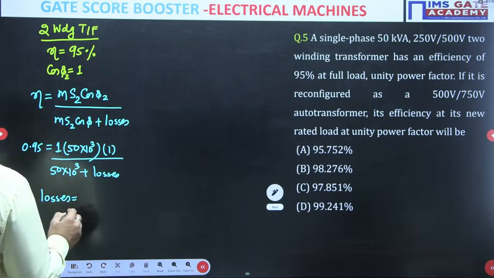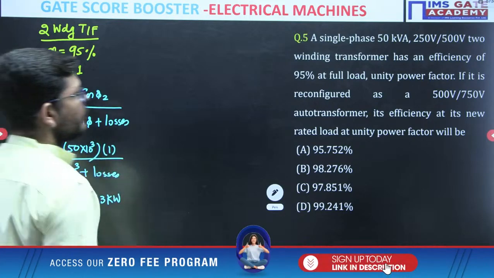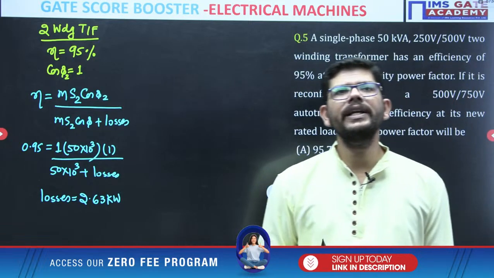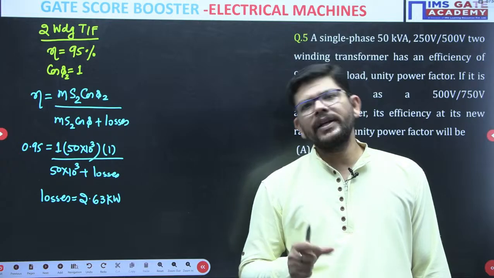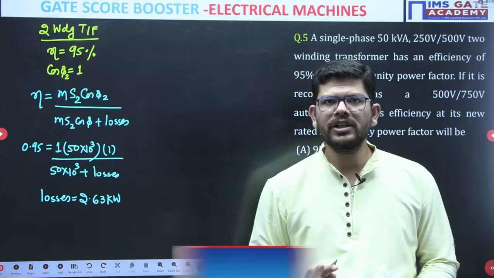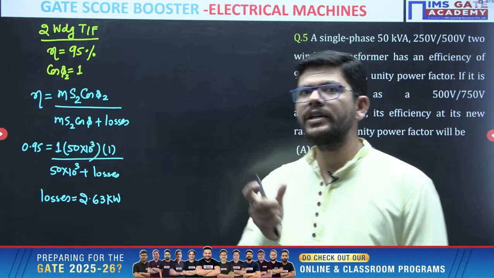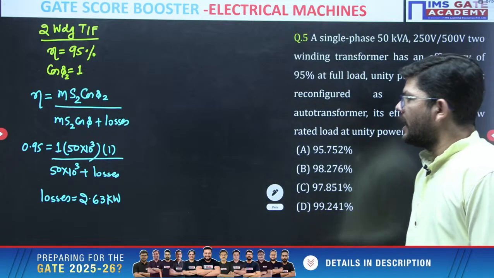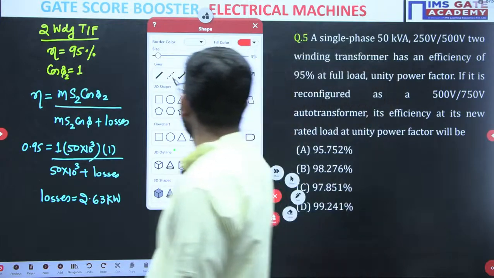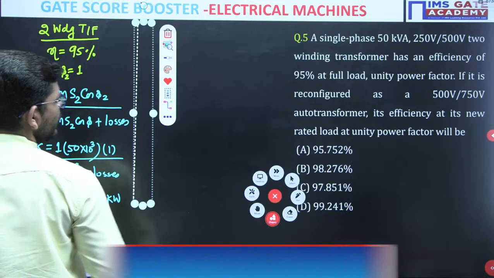The losses are coming to 2.63 kilowatt. So when we are configuring a two winding transformer as an auto transformer, the losses are going to remain the same, they will not change. Okay, so we have calculated the losses. This is a very important factor. I just want you to have a look over this topic, that's why I have taken this question. Losses will remain the same in both cases.